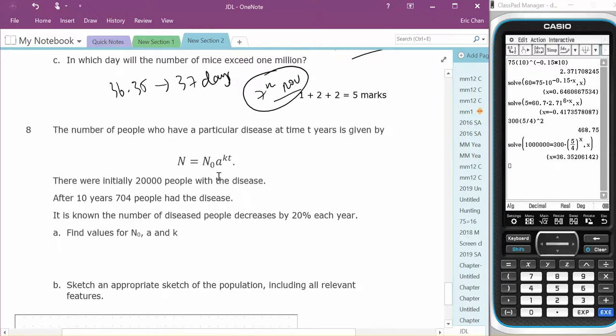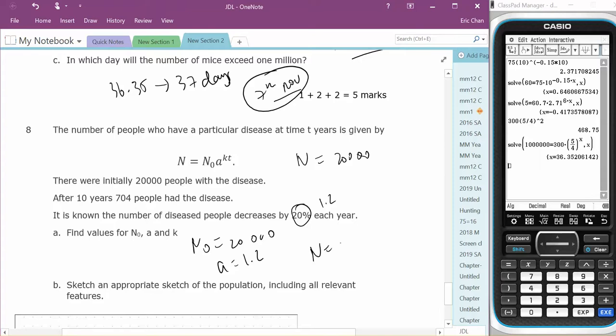Question 8, we've got a model. There were initially 20,000, so again N0 will be your initial value, so N0 equals 20,000. After 10 years, there are 704 people that had the disease, and it's known that the disease is increasing by 20% each year. So if you're increasing by 20%, your base must be 1.2, because if you're increasing something by 20%, you go 1 plus 0.2. Okay, so we're trying to solve for K.